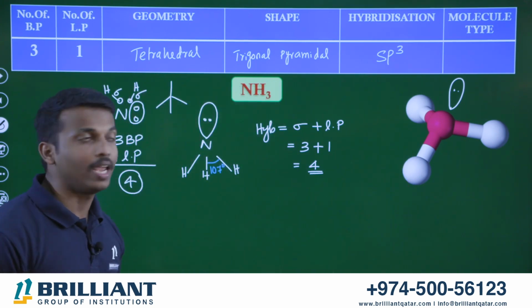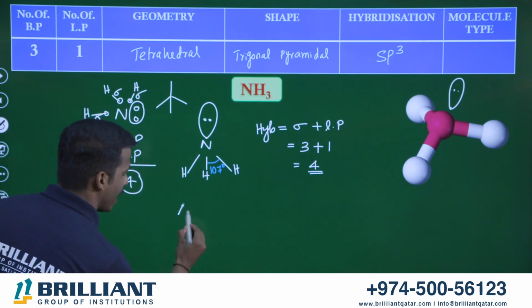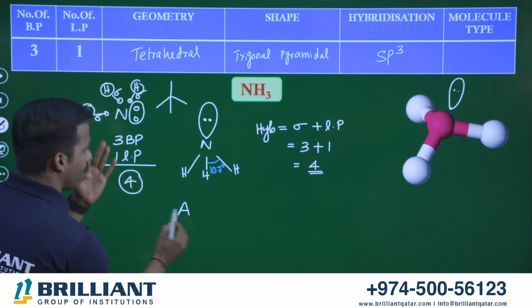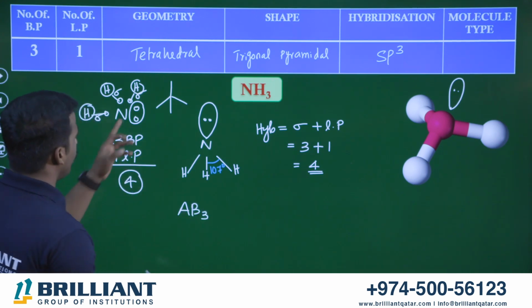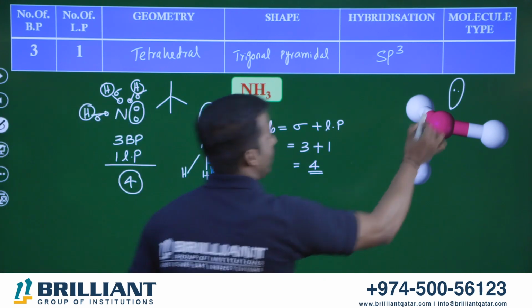What is the molecule type? How many central atoms do you have? Only 1 central atom, nitrogen. Therefore A. How many surrounding elements? Hydrogen, hydrogen, hydrogen. 3 are there. Therefore B3. How many lone pairs? Only 1 lone pair, E. So what is the type? AB3E type.